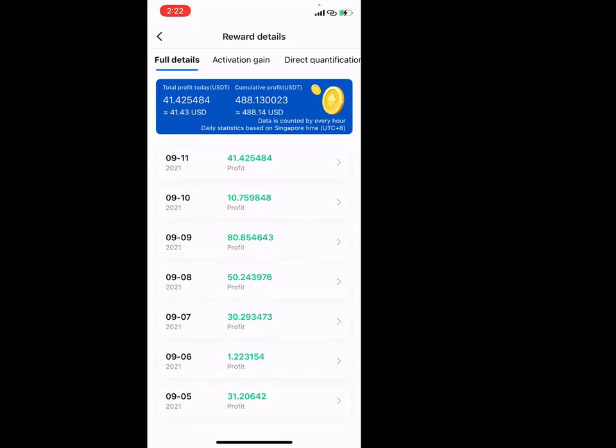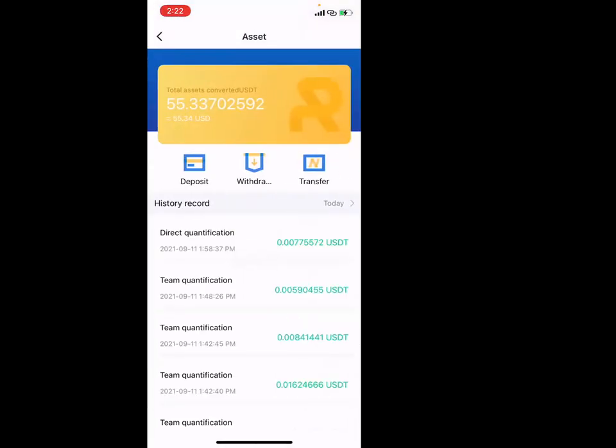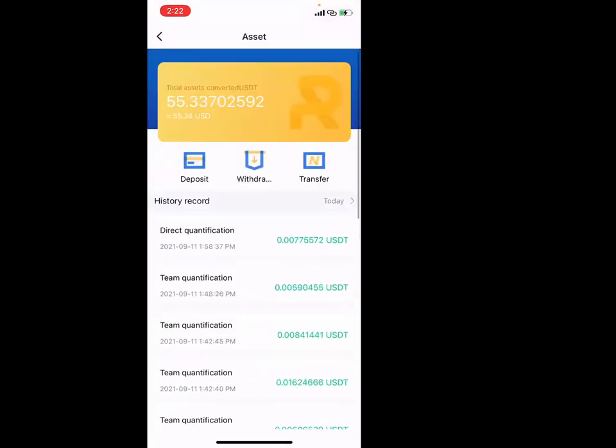Okay, it's very interesting, to have such a function in the robot where you can share your link and make money. When I mean money, you can make so much money from it. All right, so that is it.